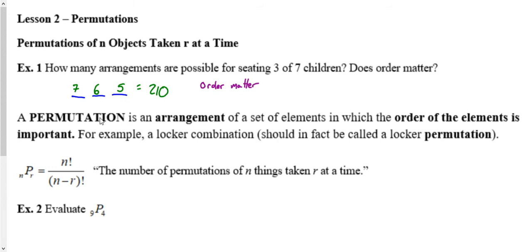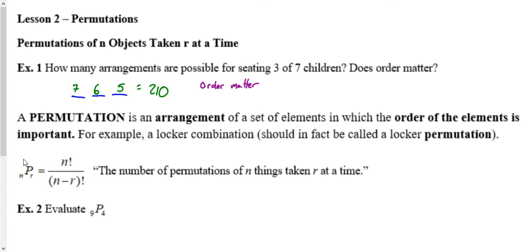That brings us to the idea that we're going to be working on today, permutations. A permutation is an arrangement of a set of elements in which the order of the elements is important. So again, order matters basically. For example, a locker combination, the one that you have in your hallways, should in fact be called a locker permutation because the order of those numbers matters. They go in a certain order for you to unlock that combination locker.